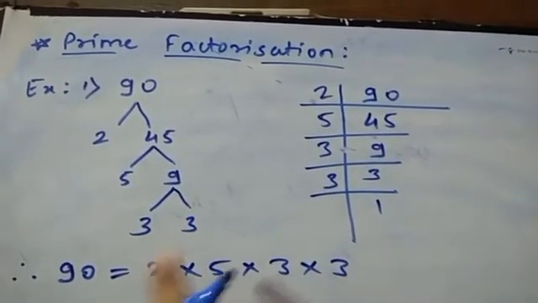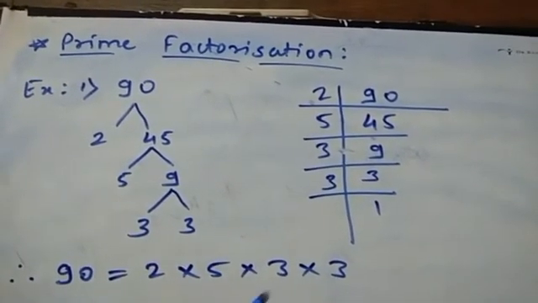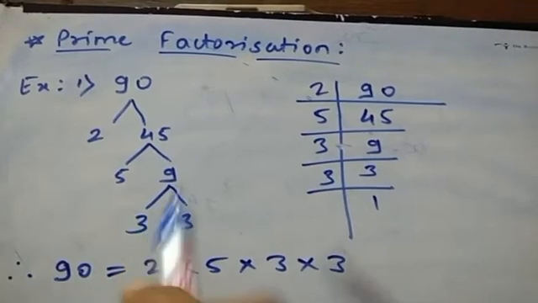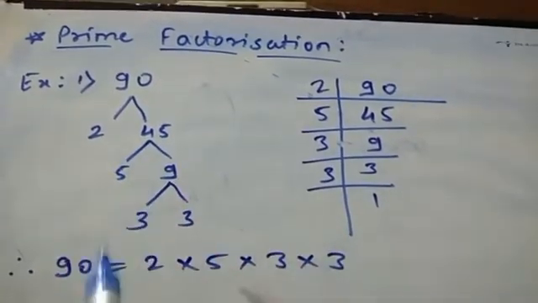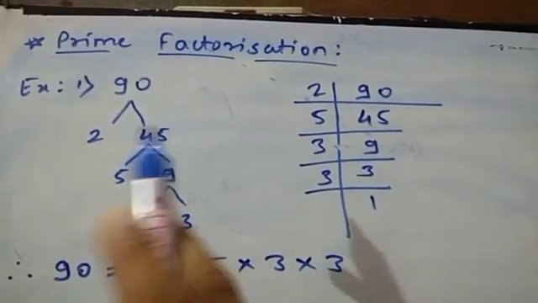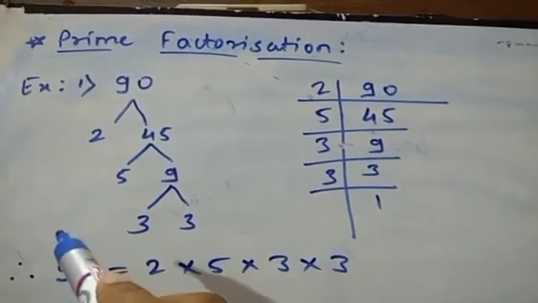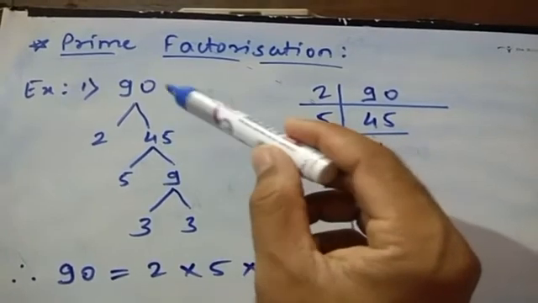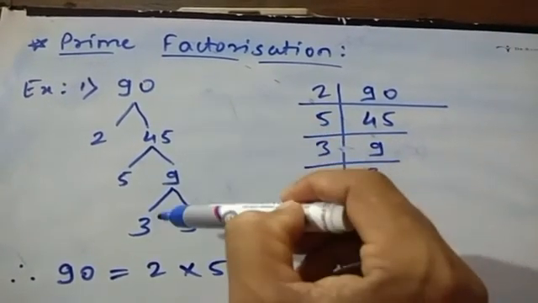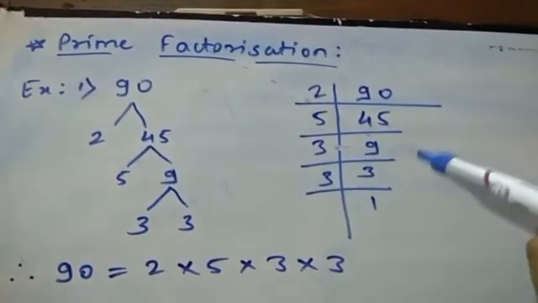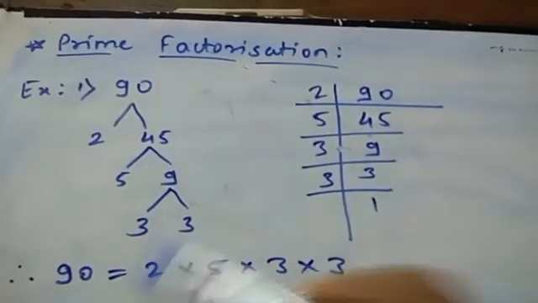Students, now we'll study the next part, that is prime factorization. In this we are going to study expressing a number as a product of its prime factors. To express any number as a product of its prime factors, we first have to find out its prime factors. We have two methods here. One is the factor tree method and another one is the division method. In both ways we can find out prime factors.